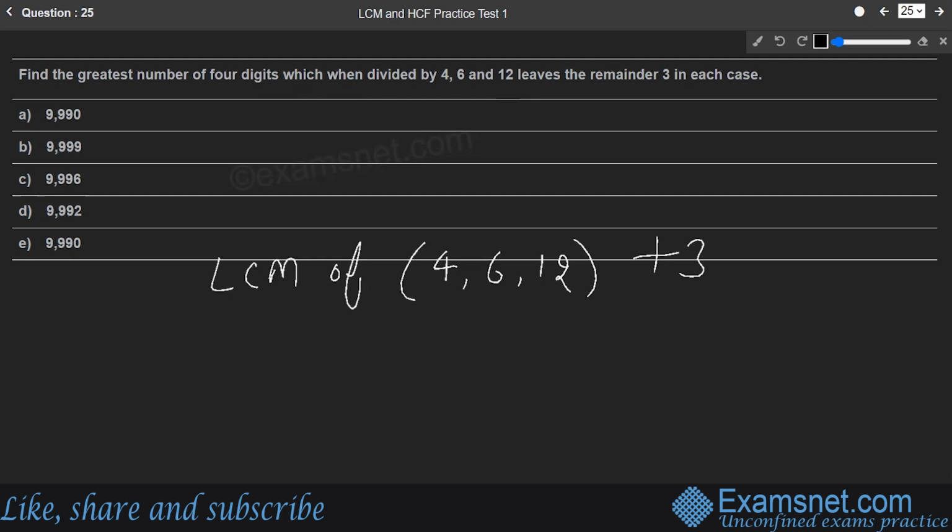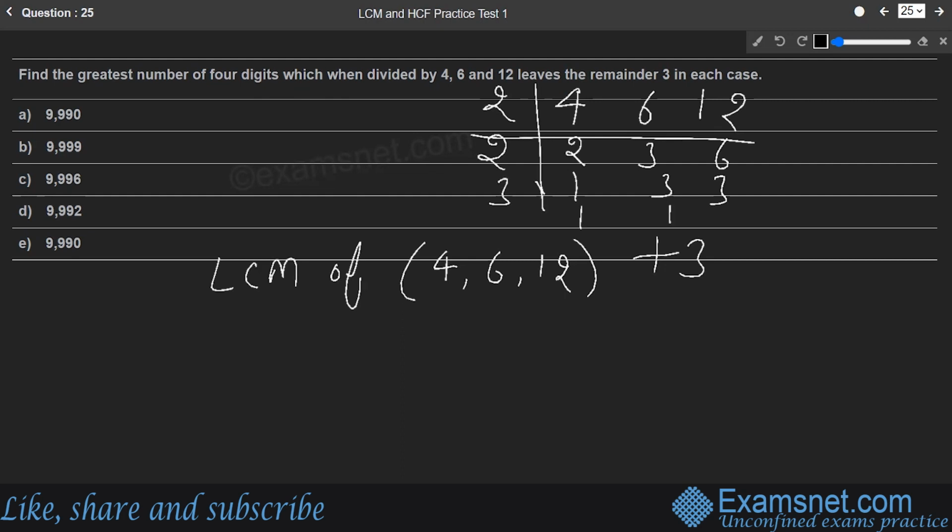So first of all, we'll find out the LCM of 4, 6 and 12. It can be understood orally also, but if required, we can solve this also. We can go by 2. So this is 2, 2 ja 4, 2 ja 6, 2, 6 ja 12. We can again go by 2. It's 1, it's 3, it's 3. So we can go by 3. It's going to be 1, 1, and 1. So the LCM of 4, 6, 12 is nothing but 12 itself. So LCM is 12.